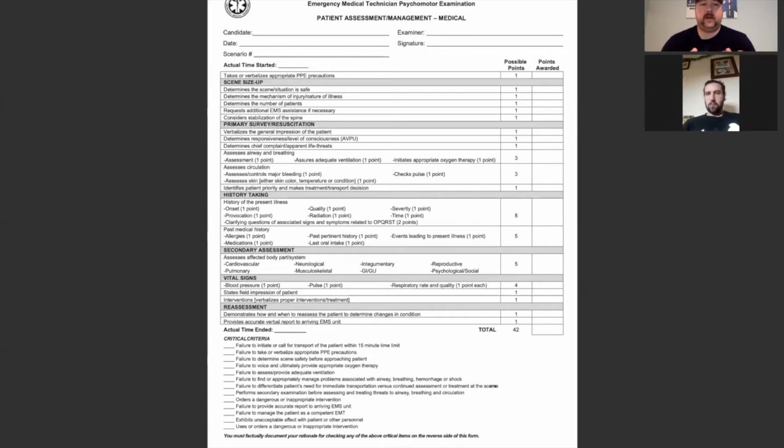And at this point, we're going to identify the patient's priority and transport them as appropriate. So I'm going to say we're going to transport this person. He's having a cardiac event and they need transported. At this point, I would also take a quick set of vital signs before we move into that transport.